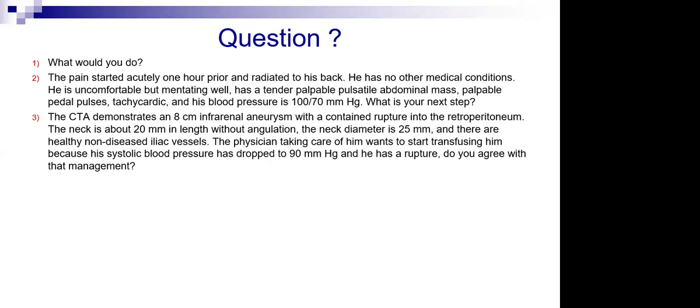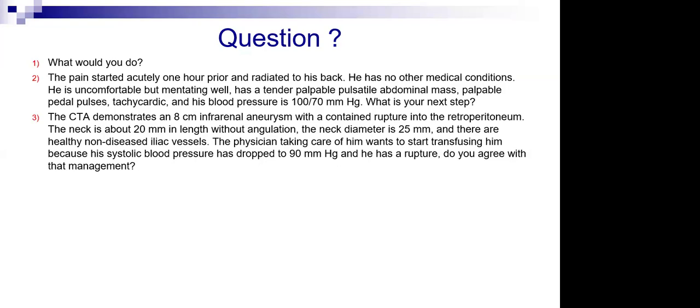CT demonstrates an 8 centimeter infrarenal aortic aneurysm with contained rupture into the retroperitoneum. The neck is about 20 millimeters in length without angulation. The neck diameter is 25 millimeters, and there are healthy, non-diseased iliac arteries. The physician taking care of him wants to start transfusion because his systolic pressure has dropped to 90 and he has a rupture. Do you agree with this management?